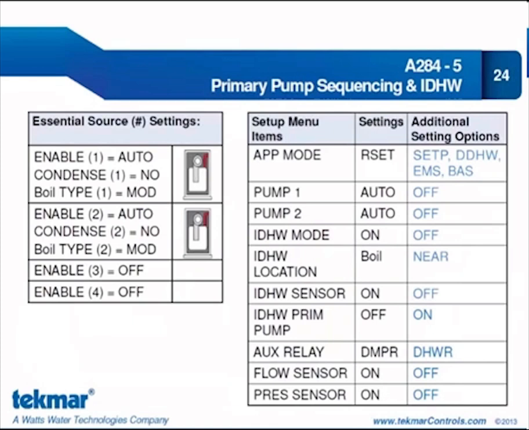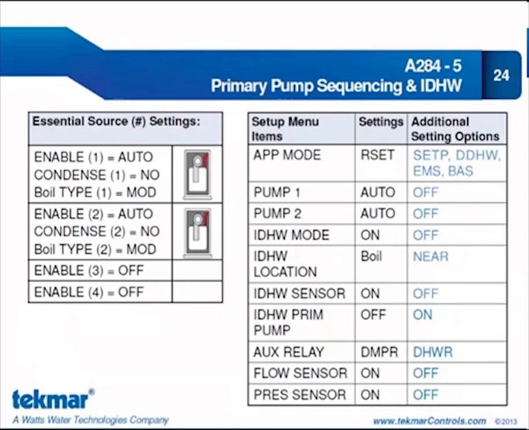We're doing pump sequencing in this case, so pump 1 and pump 2 are enabled with the auto setting. We are doing indirect domestic hot water. We turn mode on and we specify the location. It is on the boiler system side, so we select boil. Are we using an indirect domestic hot water sensor? Yes, we are. Do we need the primary pump to operate for indirect domestic hot water? No, because it's piped in parallel, so we turn that off.